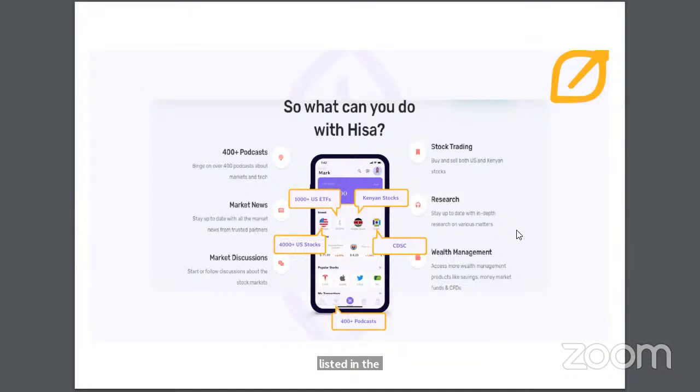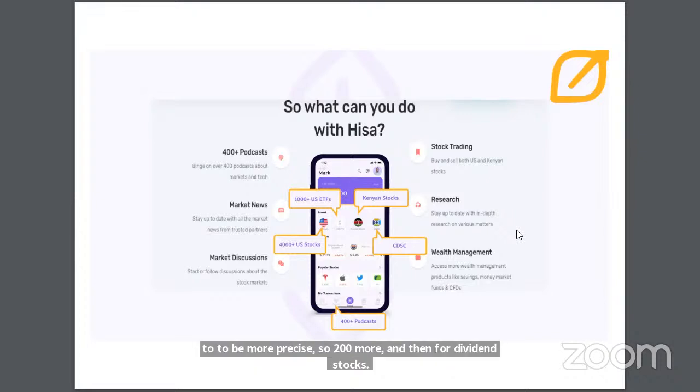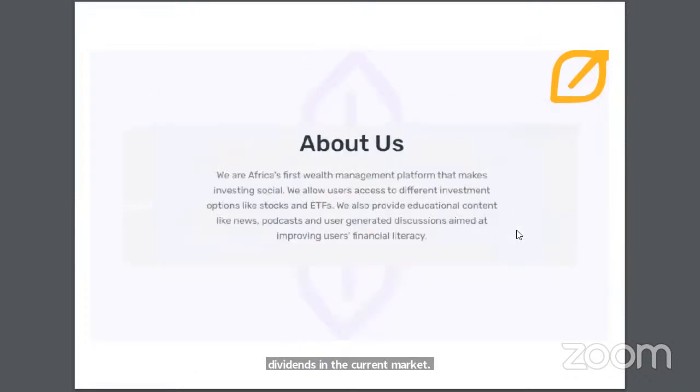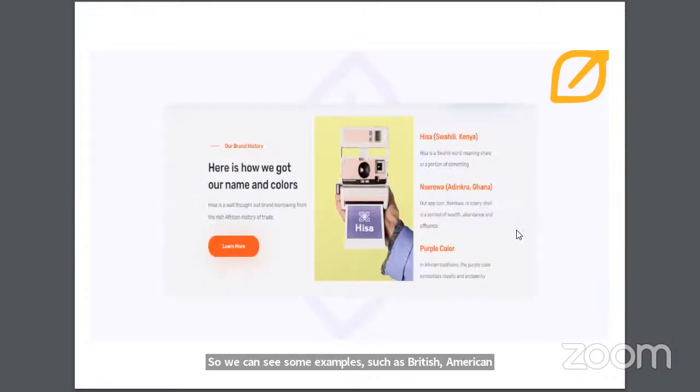Penny stocks, as I've said, are stocks trading below, let's say 100 bob, or to be more precise, 200 bob. And for dividend stocks, these are stocks which have consistently offered dividends in the Kenyan market. You can see some examples such as EABL, British American Tobacco, ILAM Fahari.